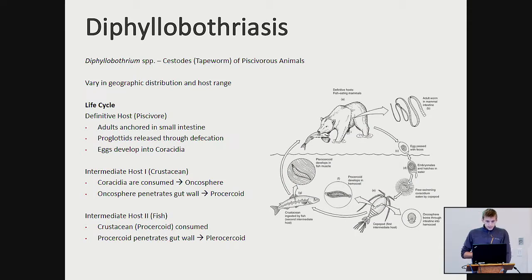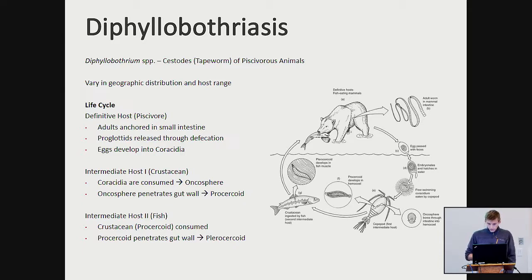So the next disease I was going to cover was Diphyllobothriasis. So this is fish tapeworms. Diphyllobothrium is a genus of cestodes that's specialized in infecting piscivorous animals, so fish-eating animals, both birds and mammals. So there are a number of species, all of which vary in their geographic distribution and host range. The life cycle is complex, but generally speaking, they have a definitive host and two intermediate hosts. The definitive host is always a piscivorous animal.